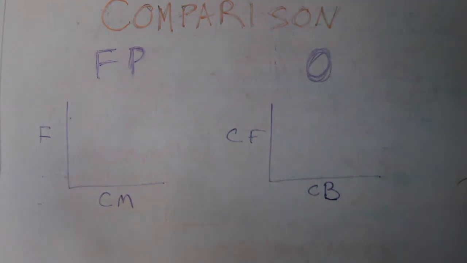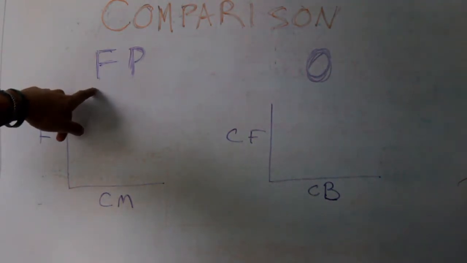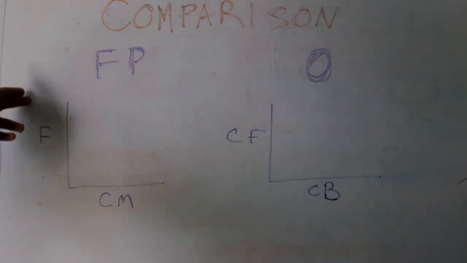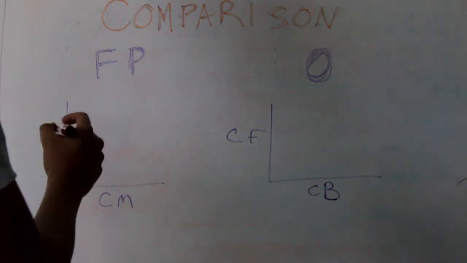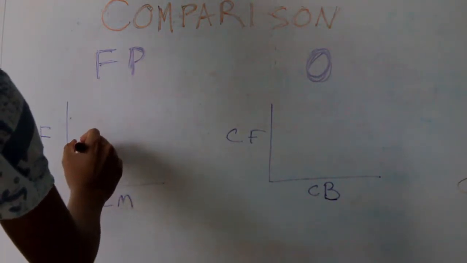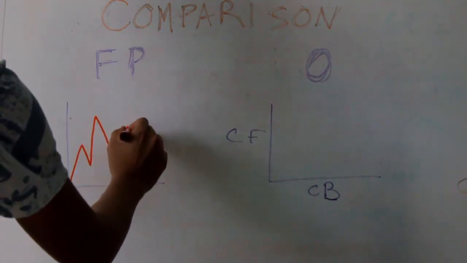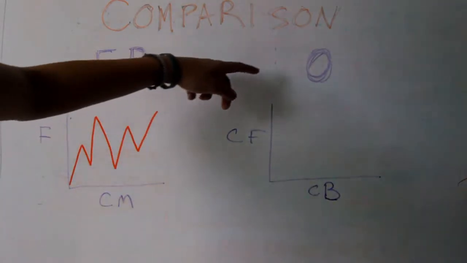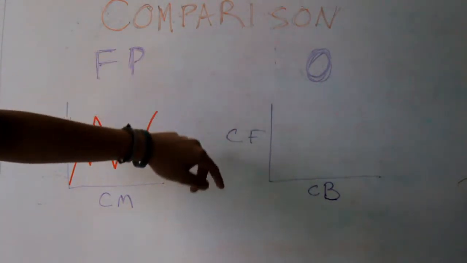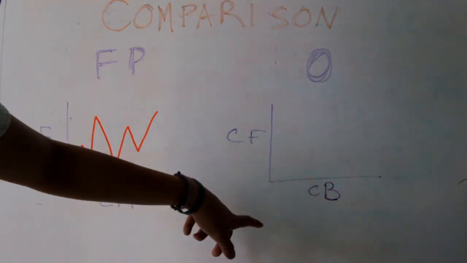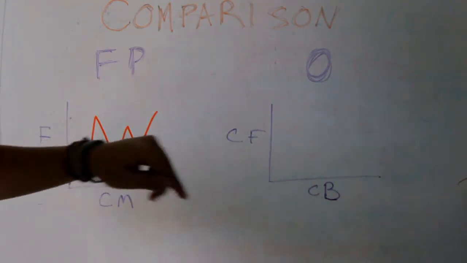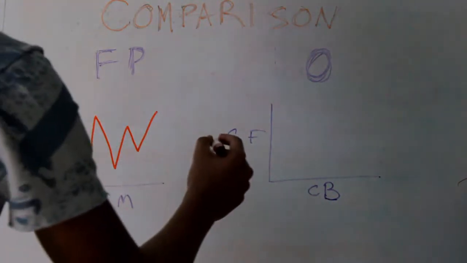And here's the comparison. You have the frequency polygon on the left here, with the frequency on the y-axis and the class midpoints on the x-axis. So the graph is going to look something like this. On the right is the ogive, and on the y-axis they have the cumulative frequencies, and on the x-axis they have the class boundaries. So it's going to look a little something like this.